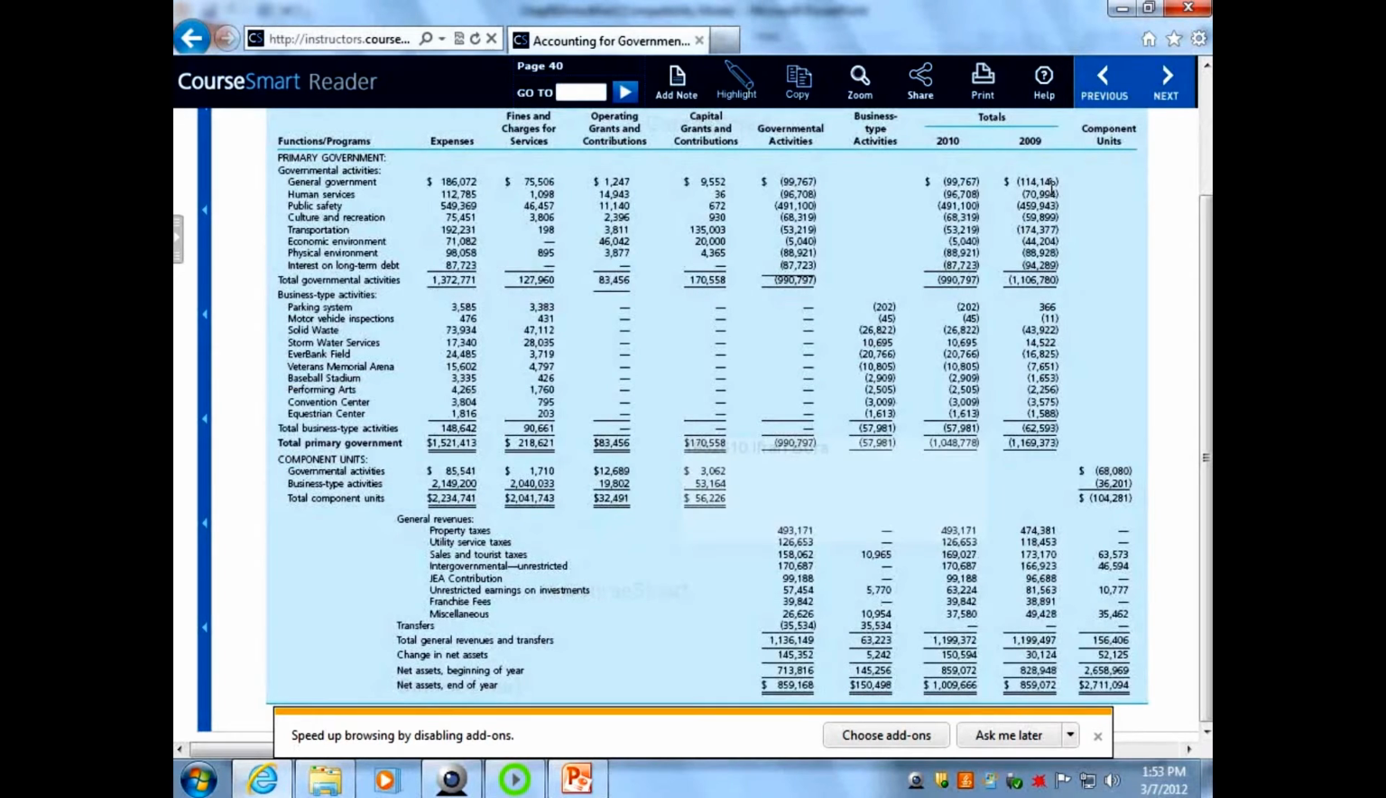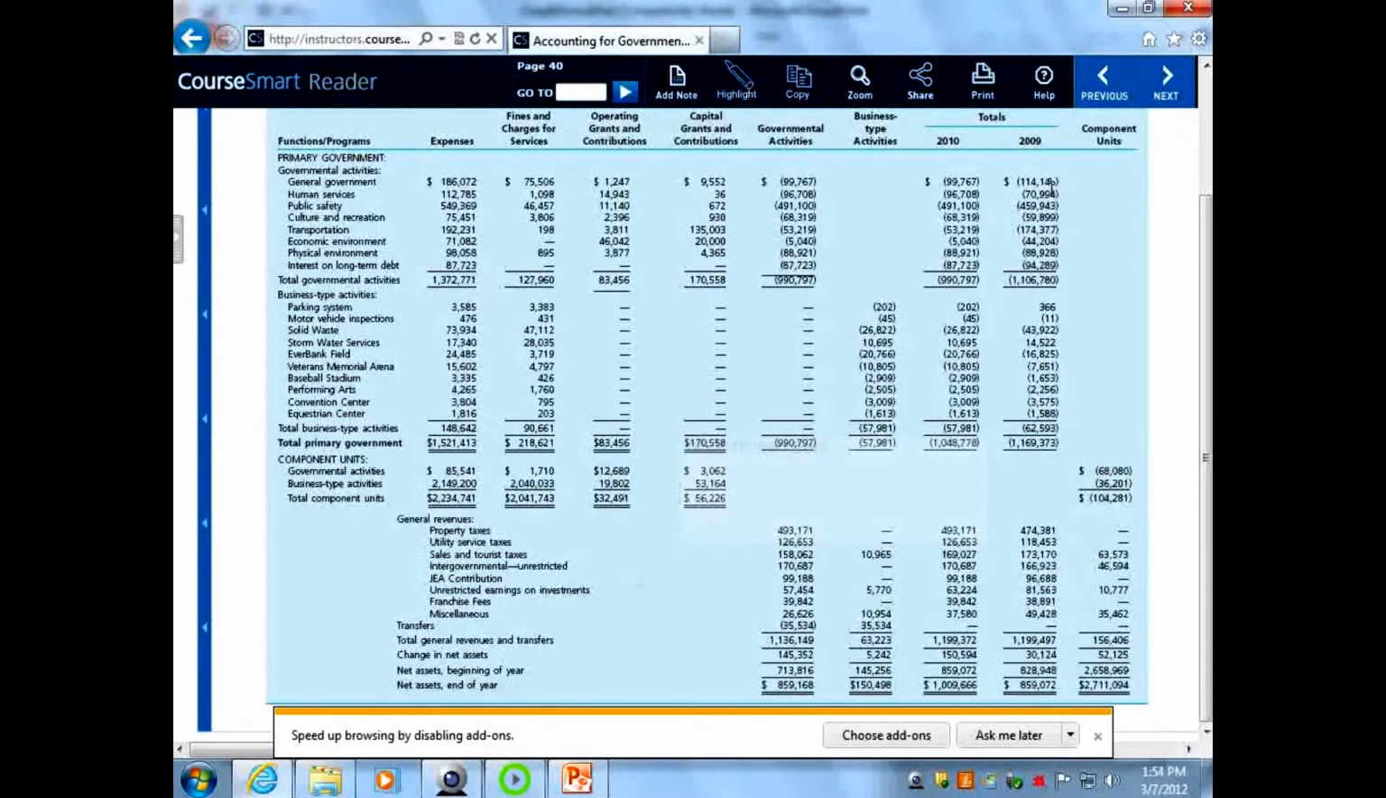And you know what? Think about it. What difference does it make if it's here or it's here? The bottom line is going to be the same, right? But GASB was very careful by doing this because they said, we want to know what it costs on a net basis for each one of these functions. And then we'll take this into account.